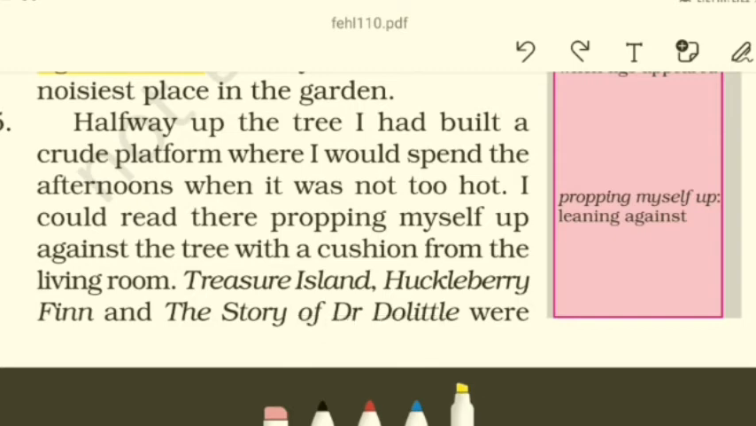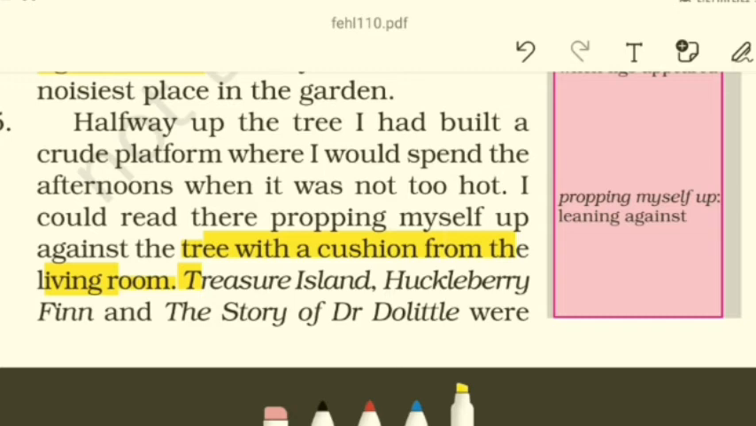I could read there, propping myself up against the tree with a cushion from the living room. So it was wonderful the way he used to spend time sitting at the top of the tree by propping himself, means by leaning against the tree as though he was sitting on a comfortable sofa with a cushion from the living room. So he used to bring in a cushion and then lean against the tree, sitting comfortably by stretching himself and enjoying the view or whatever he was watching from the top of the tree.